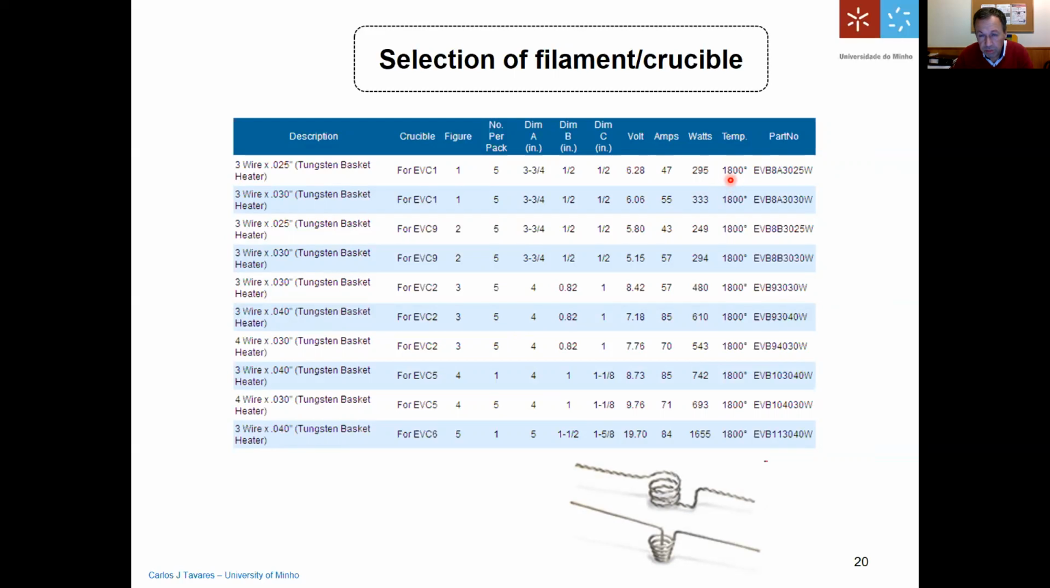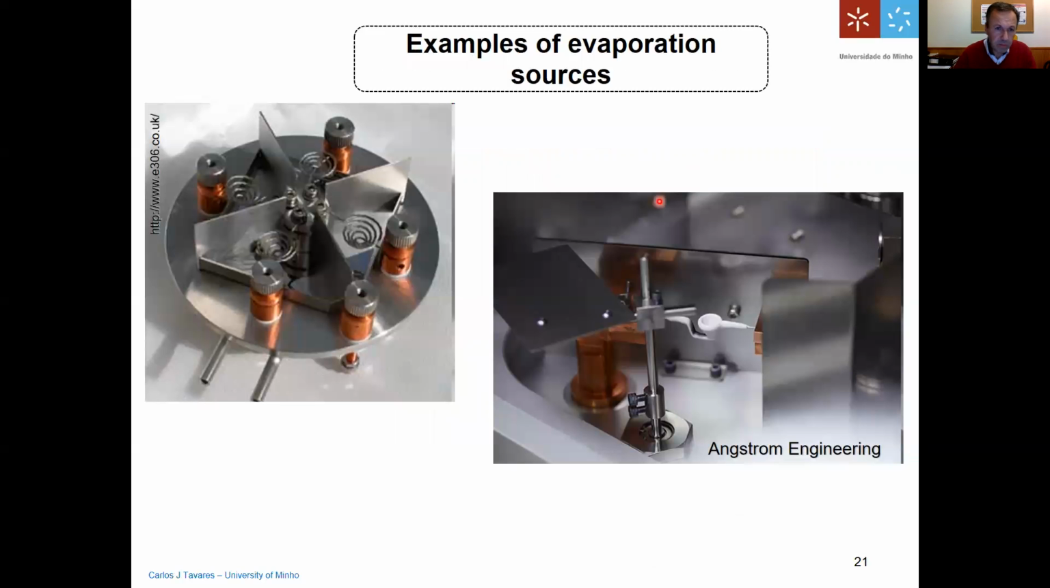So if you want to make an evaporation of a material which has a melting temperature just below this 1,800 degrees, you really need to know what kind of power, either the volts times the current, or this is also given in watts, power, okay, which is required, okay? Some systems are more complicated.